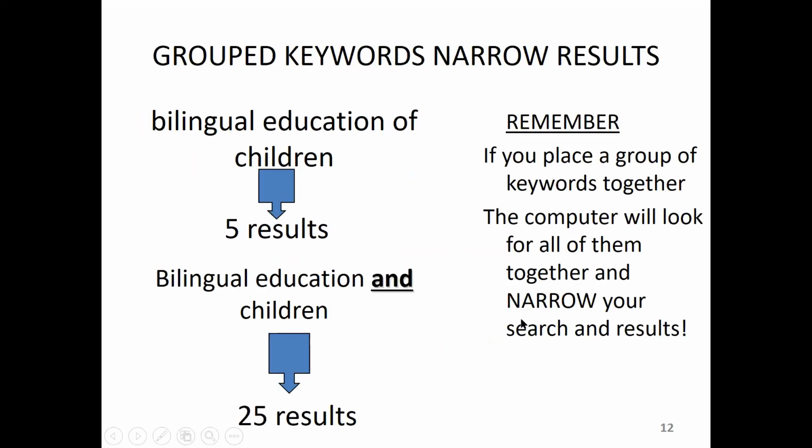Also, if you put in natural language, like bilingual education of children, you'll get fewer results because the computer, being like a 3-year-old child, is very precise. It will look exactly for that phrase, bilingual education of children. If you wanted larger results, you'd put in bilingual education, one term, connected with the and then children, and you get more results.